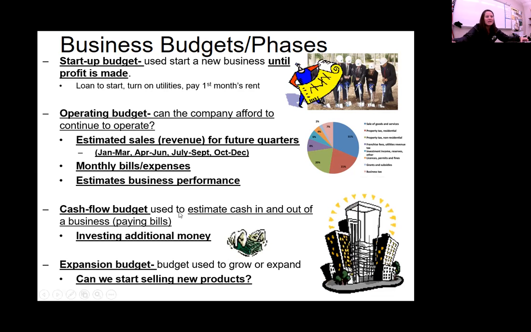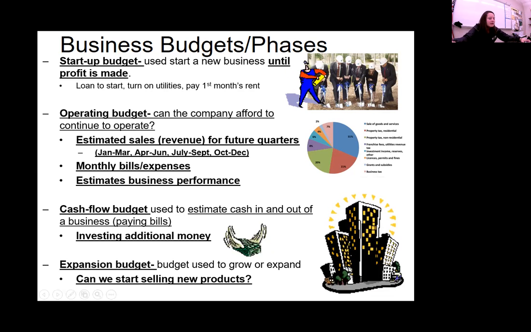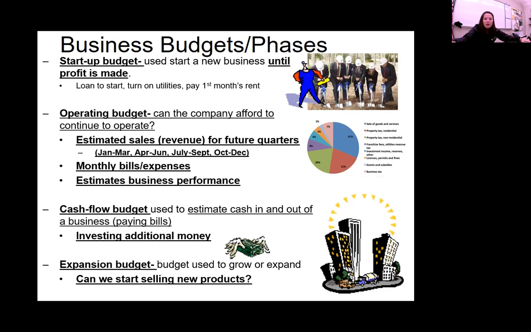And your last one is your expansion budget. This budget is used if you want to grow. So if your business is doing very well and you want to open up another location, or if you want to expand the current company location where you are, if you want to buy the building next to you, then that will come out of your expansion budget.